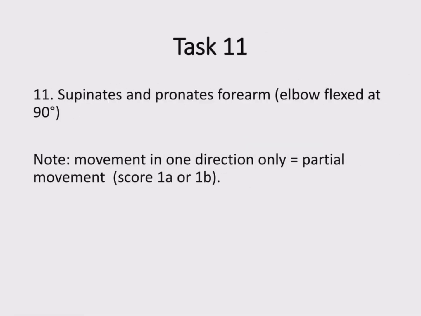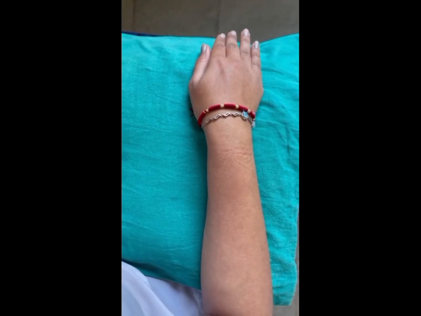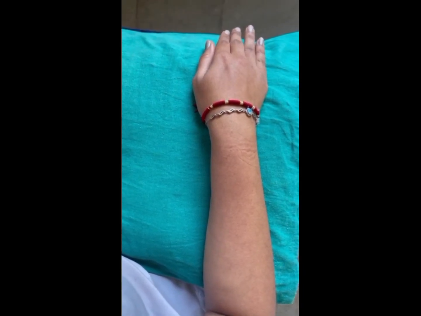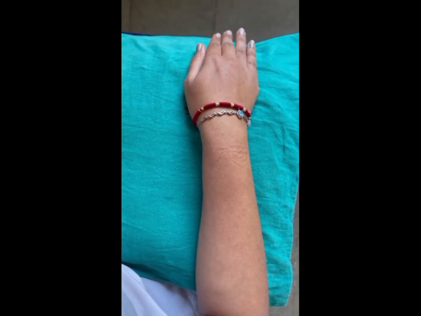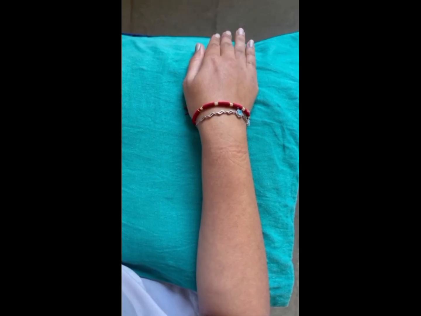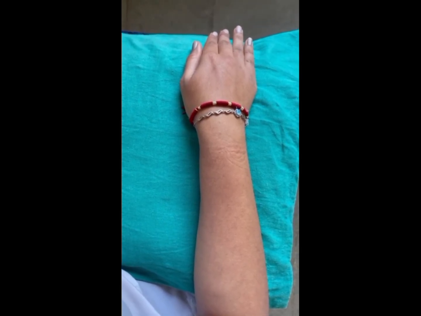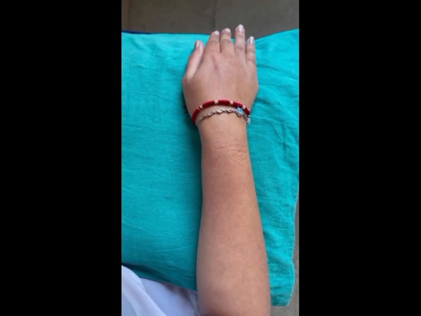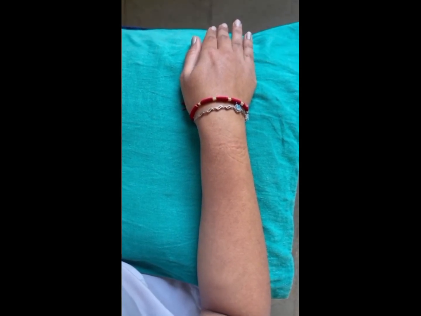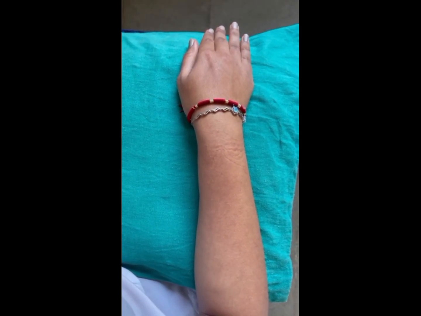Task 11. Supinates and pronates forearm with elbow flexed at 90 degrees. Note: movement in one direction only is equal to partial movement and score 1A or 1B is given. Ask patient to please keep your elbow bent and close to your side. Then turn your forearm over so that your palm faces up. Then turn your forearm over so that your palm faces down.